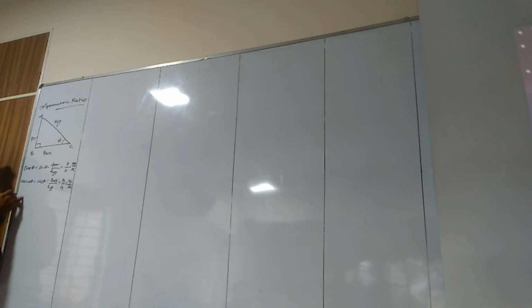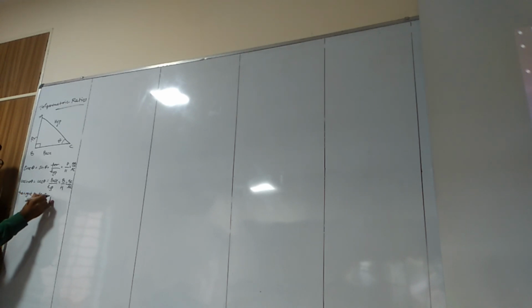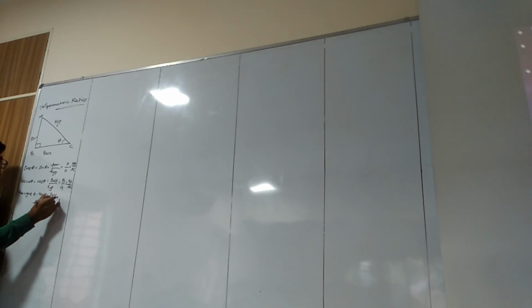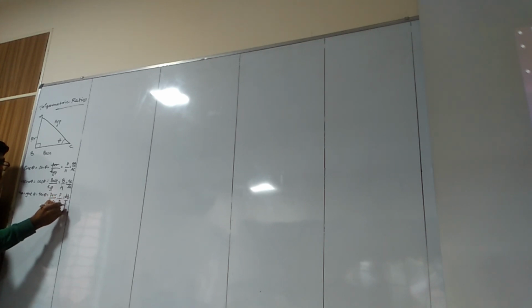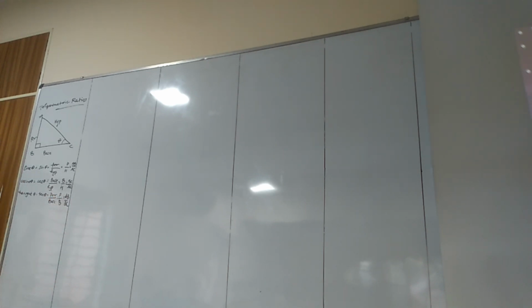Cosine, done. Then we have something called as tangent: perpendicular by base. What is my perpendicular? AB by BC. Doubts in this? What, Ravindra? Doubts? You have to ask if there's any doubts. Okay?